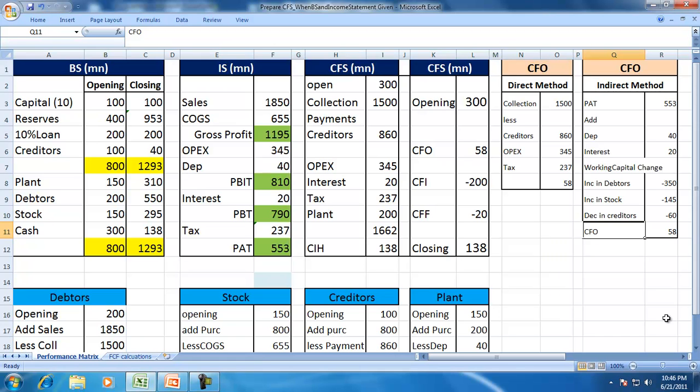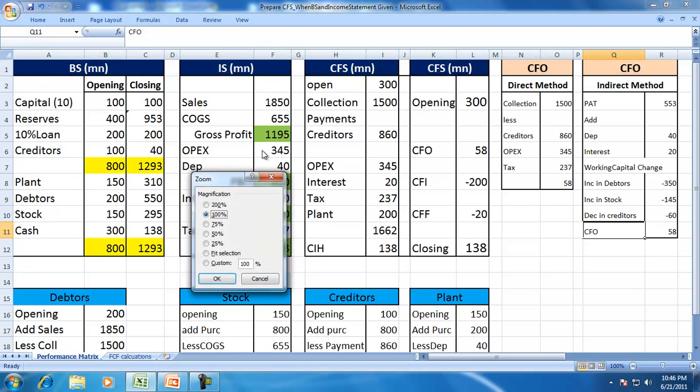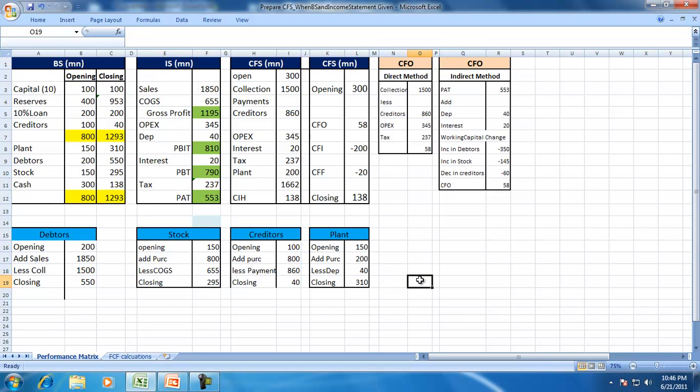In one of our future sessions, we'll see when the balance sheet and cash flow statement are given, how to prepare the income statement. But in this problem, we saw that if the balance sheet and the income statement are given, how to prepare the cash flow statement. So any missing financial statement can be prepared if the other three are given, the balance sheet, income statement and cash flow statement.